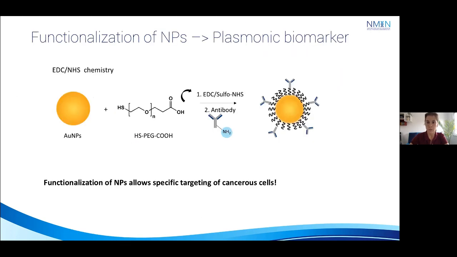Of course, nanoparticles by themselves are not specific in terms of binding. Antibody functionalization of nanoparticles through the classic EDC and NHS chemistry ensures their specific attachment to a targeted antigen on the cells.